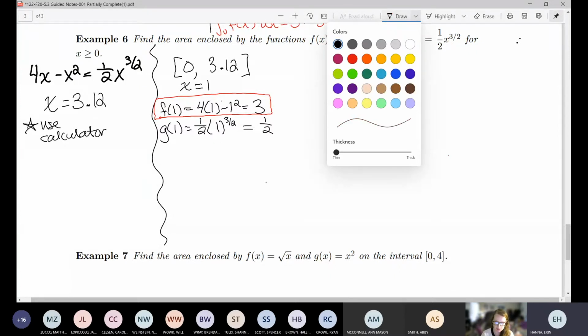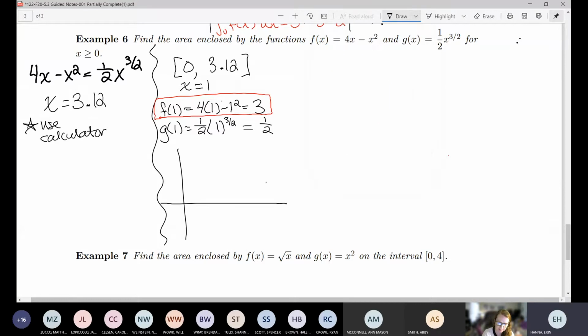If you were to do this by graph, because again, we kind of already had it, we have that our graph looks something like this, and the parabola is on top of the other function. The parabola is the 4x minus x squared, which is exactly what we found to be on top.